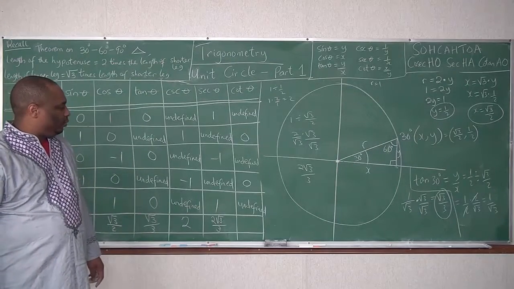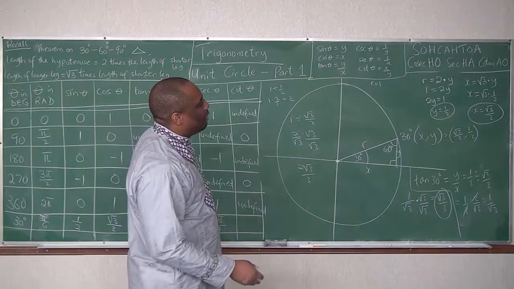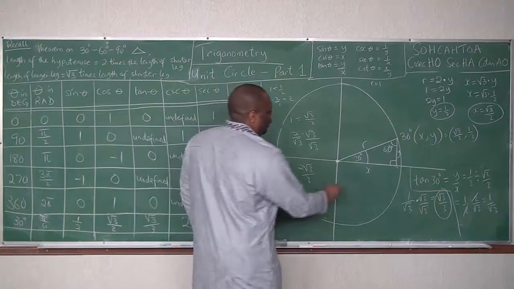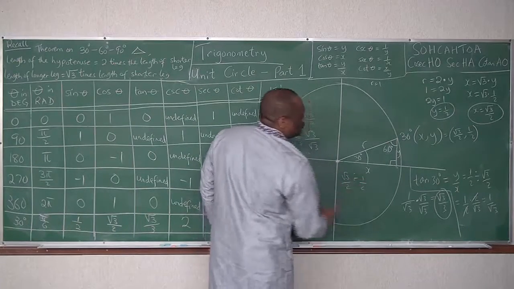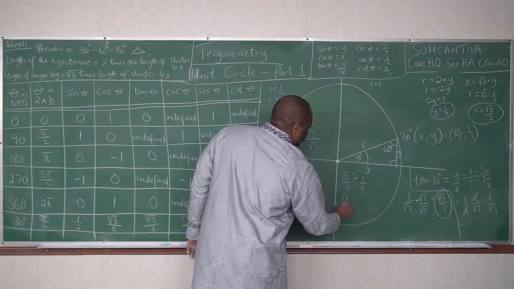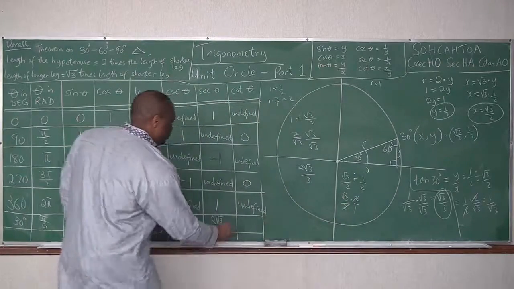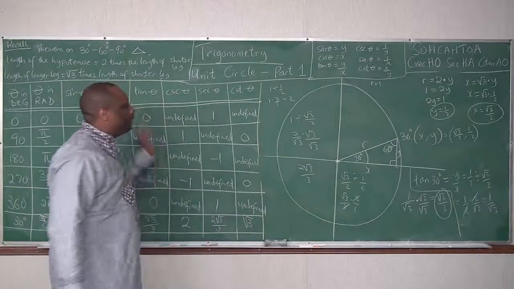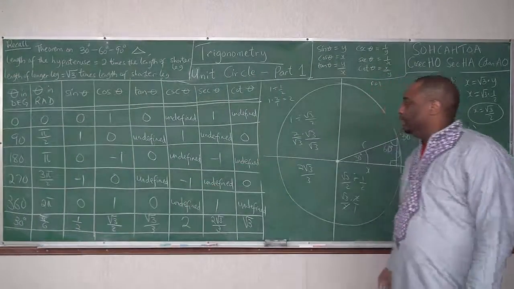And then cotangent 30 will be what? X over y. So x over y will be root 3 over 2 divided by 1 over 2, which is root 3 over 2 times 2 over 1. Bam, bam, which is root 3.